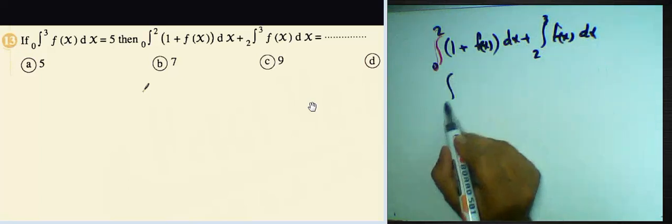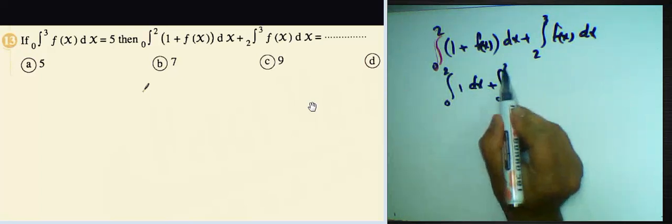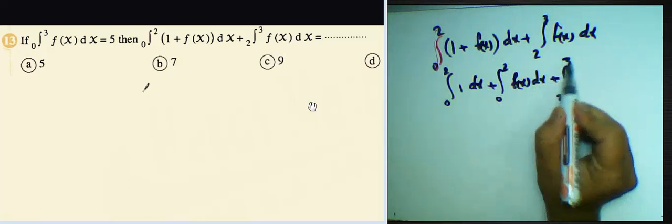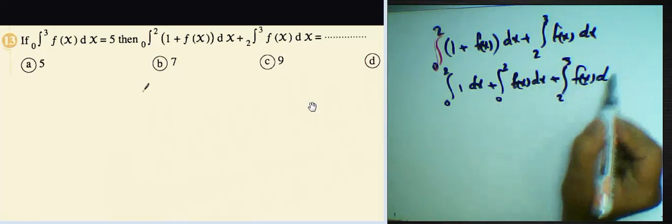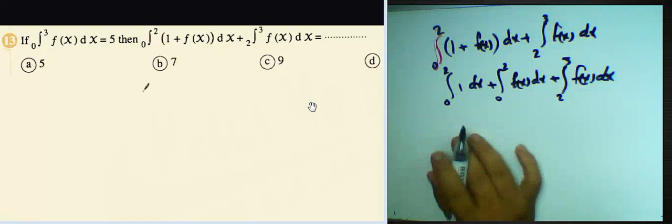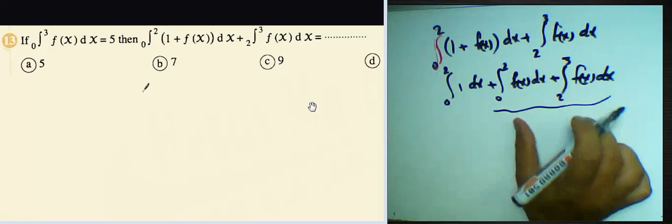We can write integration from 0 to 2 1 dx plus integration from 0 to 2 f of x dx plus integration from 2 to 3 f of x dx. He gives us this information from 0 to 3. From 0 to 3 equal 5. We can add them, these integrations.